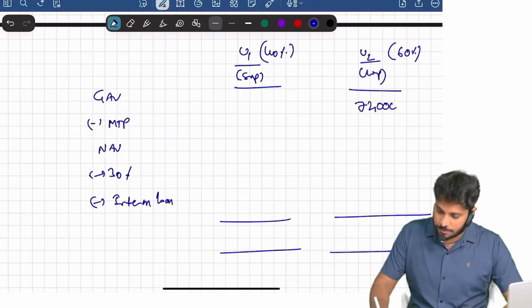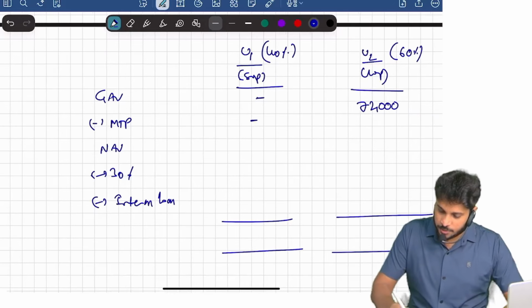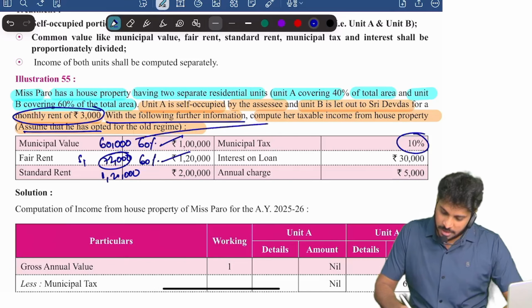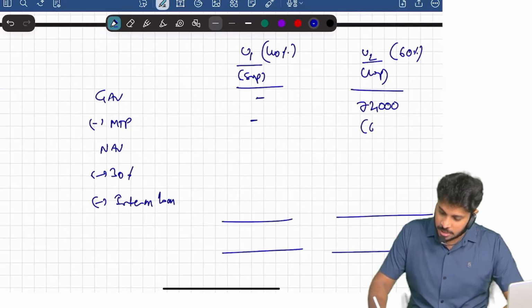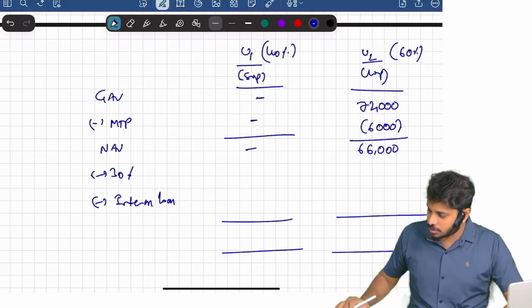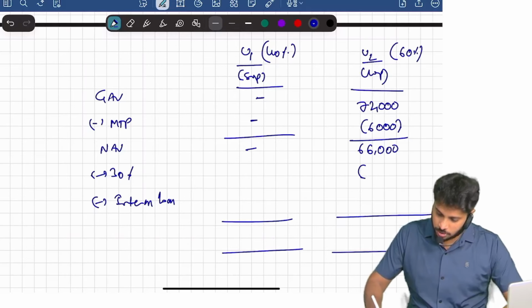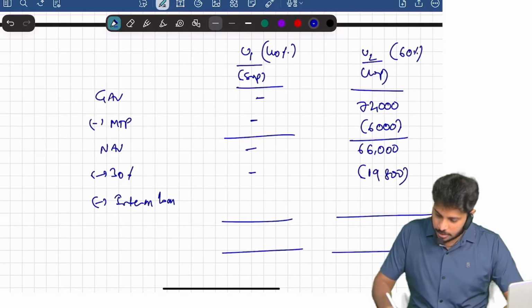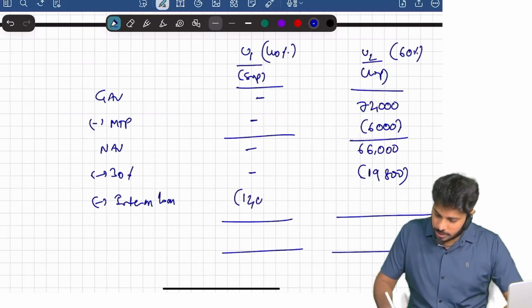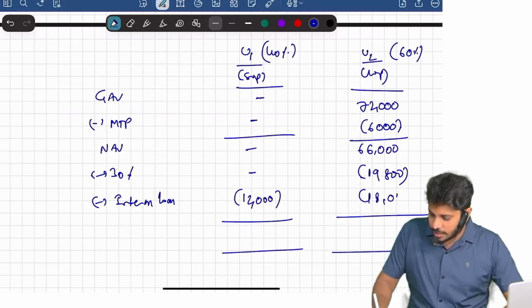Whereas for unit 1, self-occupied, it is 0. Municipal taxes we don't consider. For unit 2, municipal taxes are 10% of municipal value. Municipal value is 60,000 into 10%, how much is it? 6,000. Next, so NAV is 66,000. 30% of 66,000 is equal to 19,800. Now look at interest on loan. In the 40:60 ratio, 12,000 here, 18,000 there. So negative 12,000.